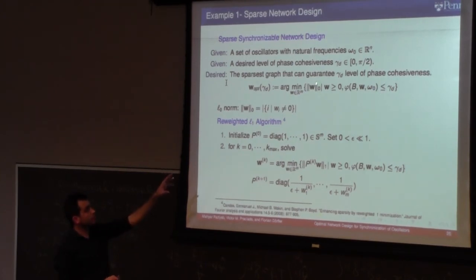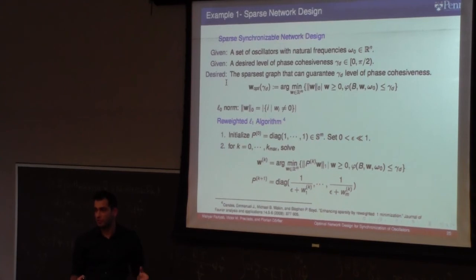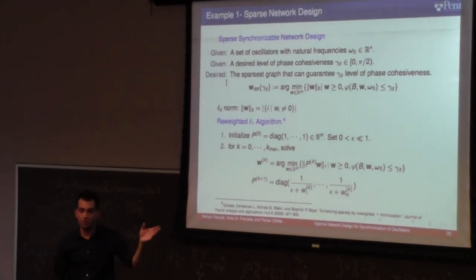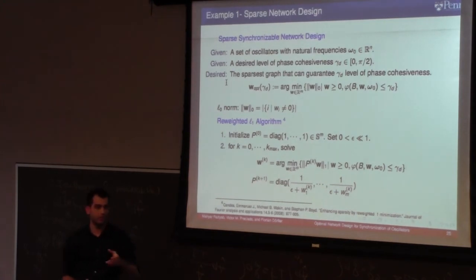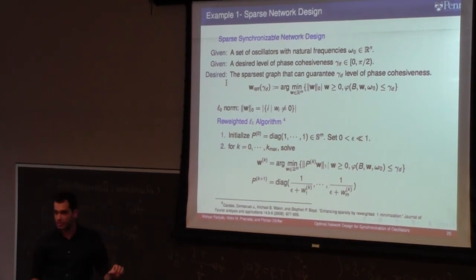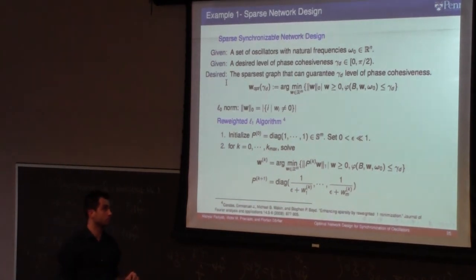The simplest way to handle this problem is to just relax this L0 norm to the L1 norm, because it's a sparsity-promoting norm. However, it doesn't give a really sparse solution. For example, if I have a graph with 200 possible edges, I get a graph with, for example, 160 edges. So it's not really sparse. Many weights are close to 0, but not equal to 0.